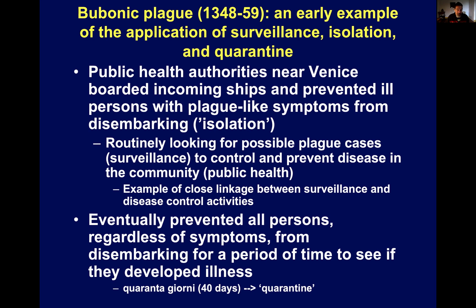So these two different strategies, isolation and quarantine, are important public health measures to control the spread of infectious diseases. And the distinction is that isolation focuses on people who are ill with symptoms or known to have the infection, whereas quarantine focuses on all persons who may have been exposed to a given infection.